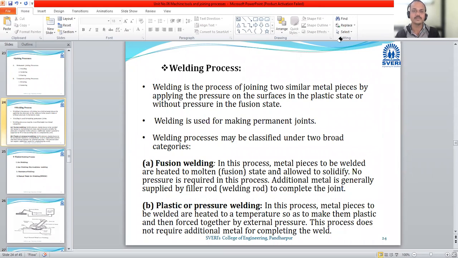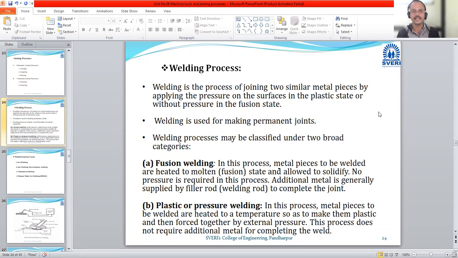Melting is the process, or in Marathi we call it वितळवणे. So we call it the fusion state. Melting is the fusion state, and before melting there is one more state, that is the plastic state. So welding can be performed in two ways. First is fusion welding and second is plastic or pressure welding. Got it up to that?